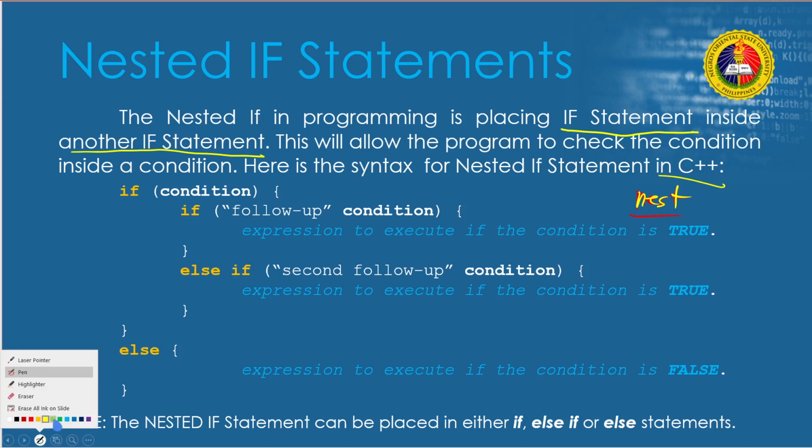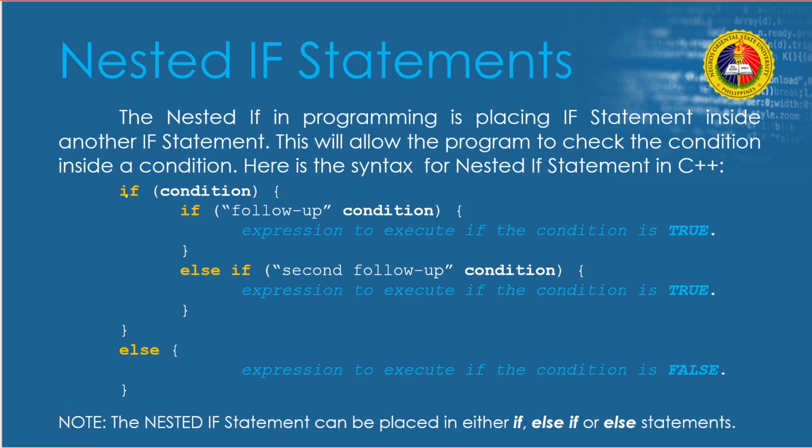Here is the syntax for a nested if statement in C++. Alright, let me erase all of this. Okay, so first we create our parent if statement. So we have if and then the condition. Now, if this condition is true, naay follow up na if. Murag kung tinuod ni, kaning true ni, if this statement is true, then naay lain nga follow up. But this follow-up condition will only be executed if the parent condition is true.